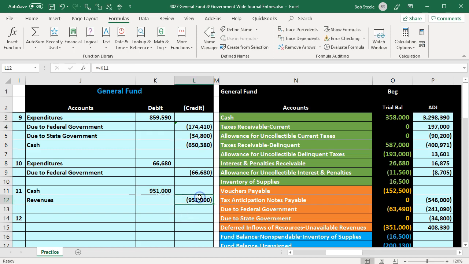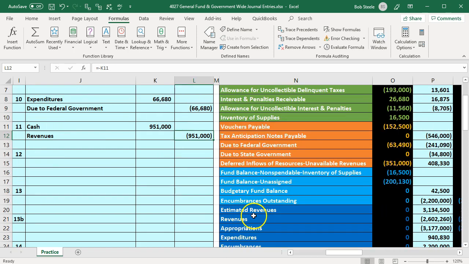Then we got the revenue. So that's in the revenue account. So that's going to be down here. We are in P21. Within P21, we're going to double click on P21, go to the end of P21, say plus in P21, and then point to that 951 credit. So there we have that.